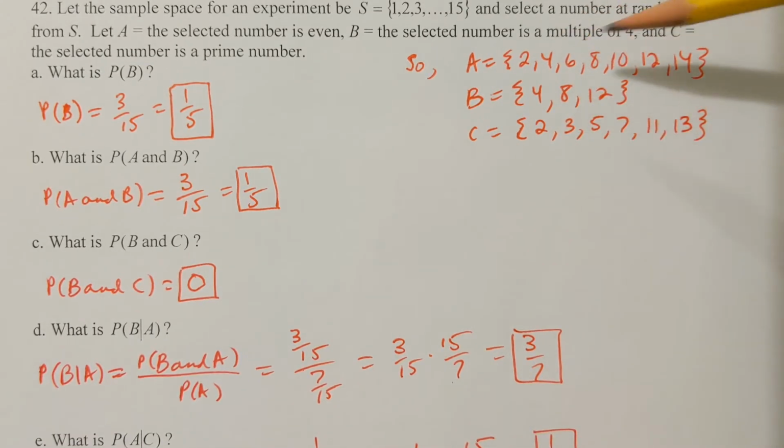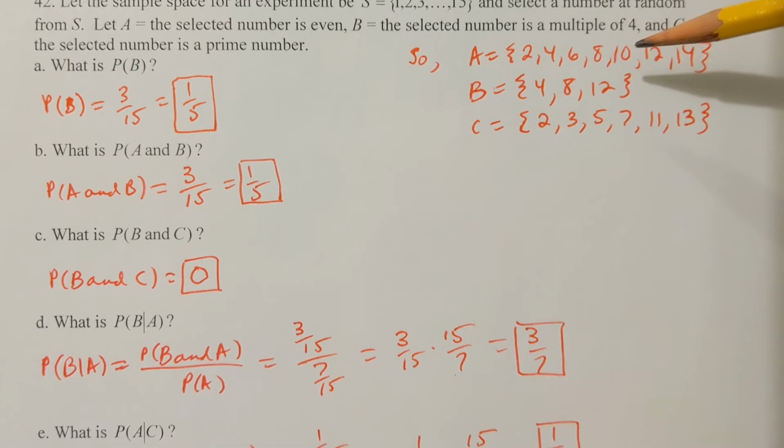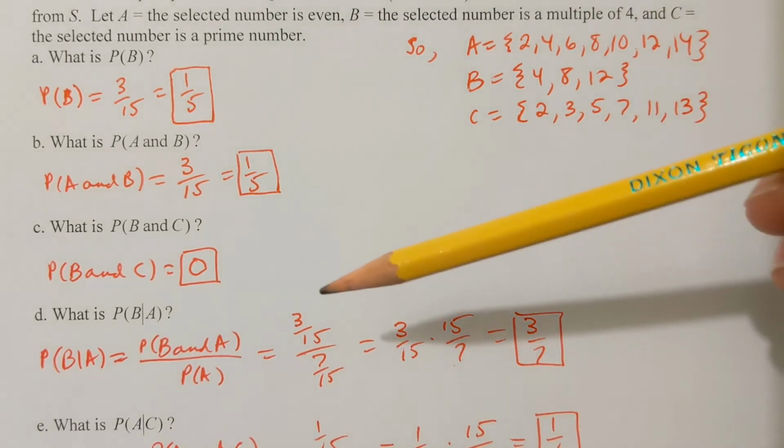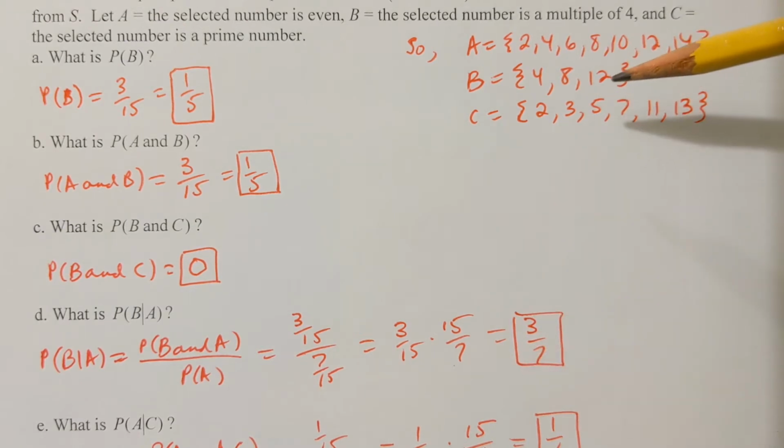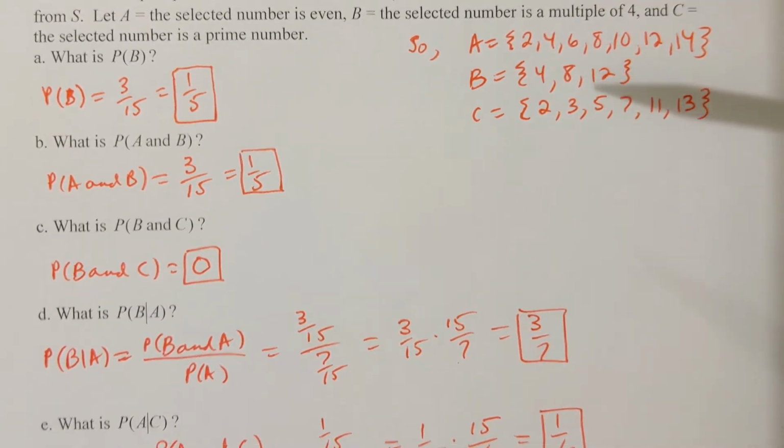Remember that a conditional probability means that your sample space is reduced in size. So given event A, these 7 numbers, what is the probability of B? Well, 3. 3 divided by 7. We could have gone right to the answer.